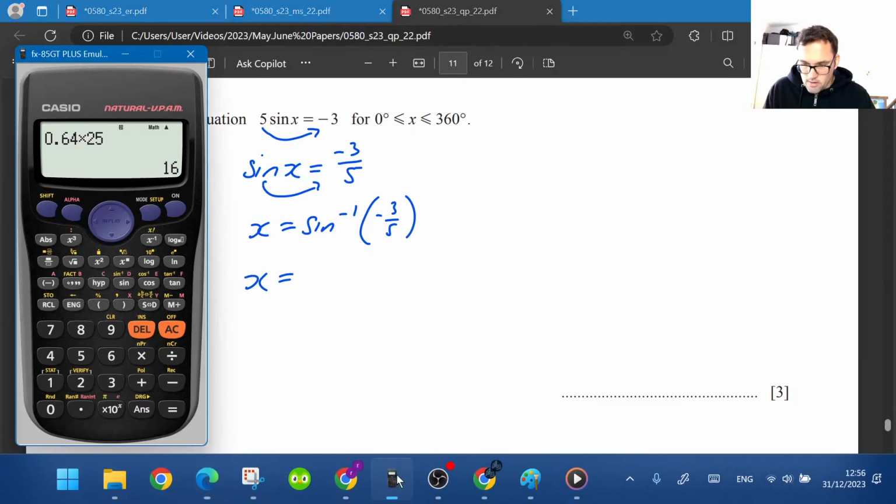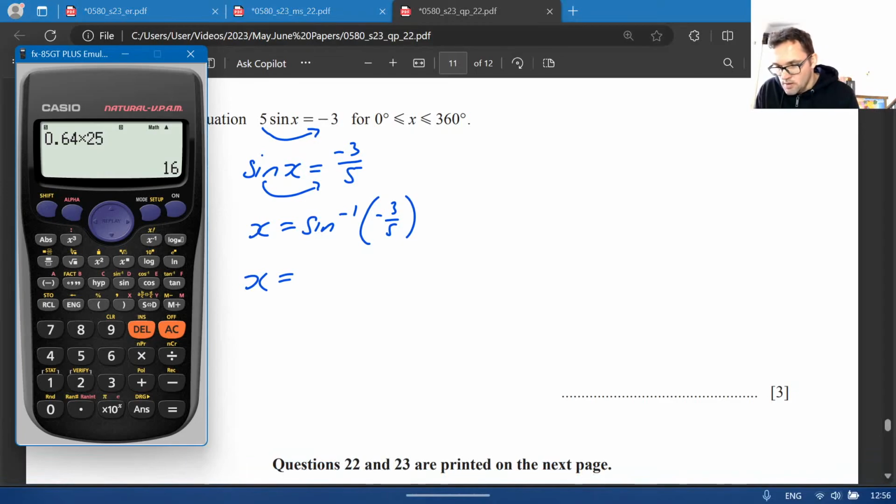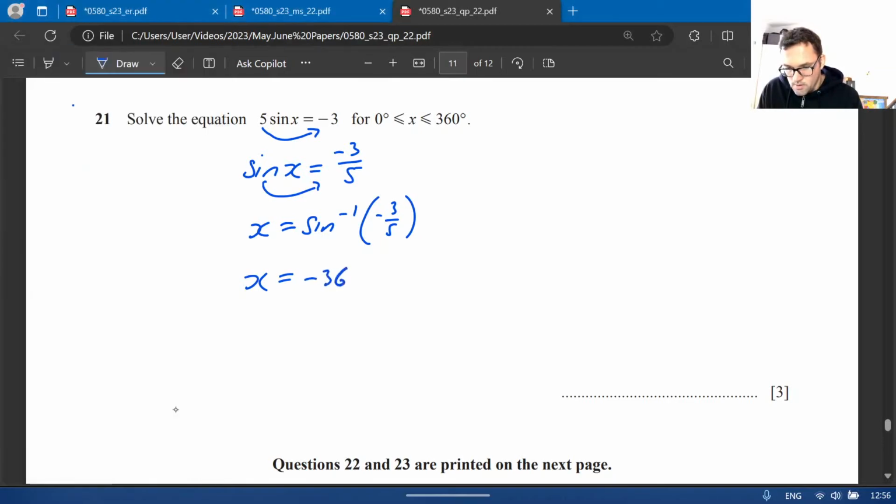Okay, so let's do that on the calculator. By the way, that minus, you can put it above the line, below the line, in front, it doesn't matter. And we get an answer, minus 36.869. Nice, easy. But there's a problem.